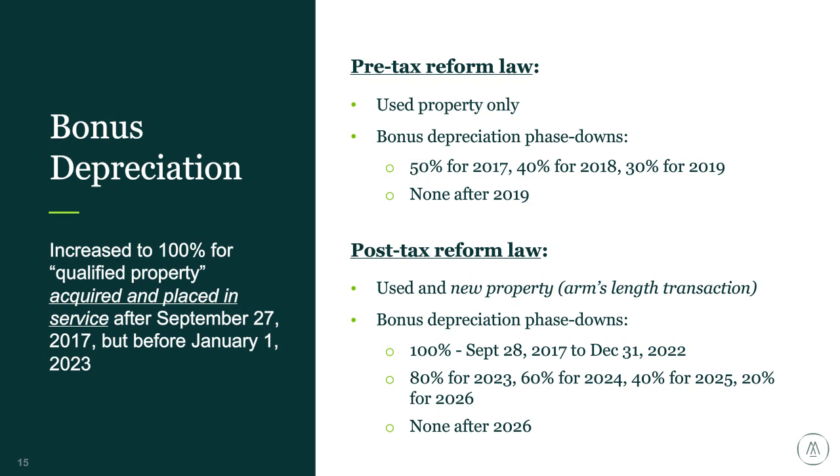So for instance, if you had a written binding contract to acquire an asset eligible for bonus depreciation prior to September 28, 2017, but you don't actually place that asset in service until 2019, then you would default to the pre-tax reform bonus percentage of 30%, which is what it was in 2019. So even though you place the asset in service in 2019, it's not a slam dunk that it's going to be 100% bonus.